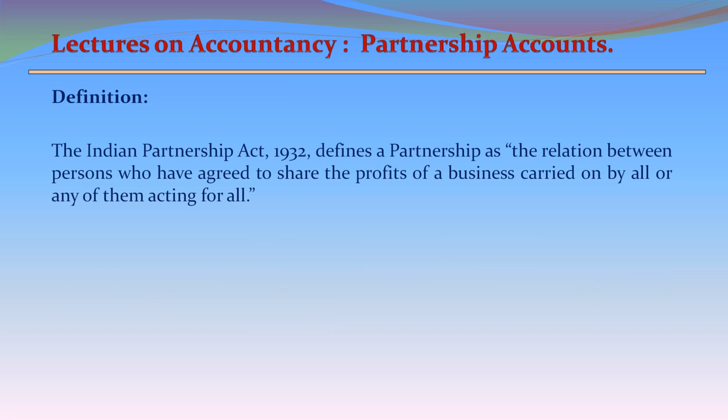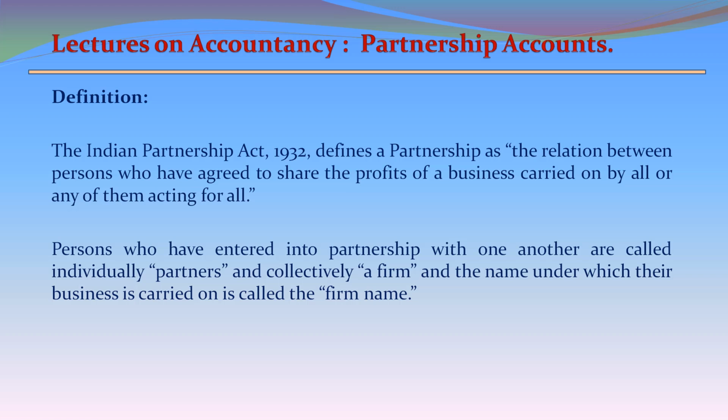Definition. The Indian Partnership Act 1932 defines a partnership as the relation between persons who have agreed to share the profits of a business carried on by all or any one of them acting for all. Persons who have entered into partnership with one another are called individually partners and collectively a firm, and the name under which their business is carried on is called the firm name.